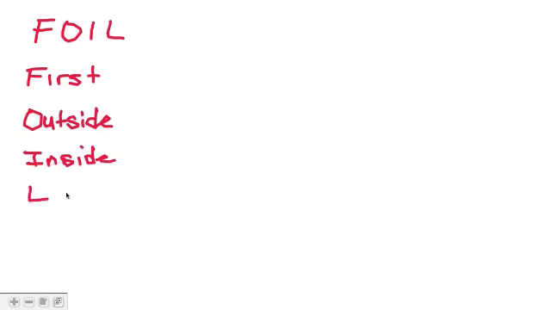And the L stands for the last numbers. Once you get this little method down, solving these problems is very easy. So you get something like this: x plus 3 times x plus 2. Again, anything on the outside needs to be distributed. These two are being multiplied together, so how do we do this?